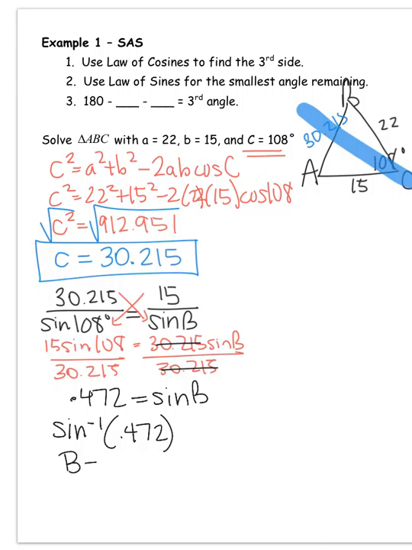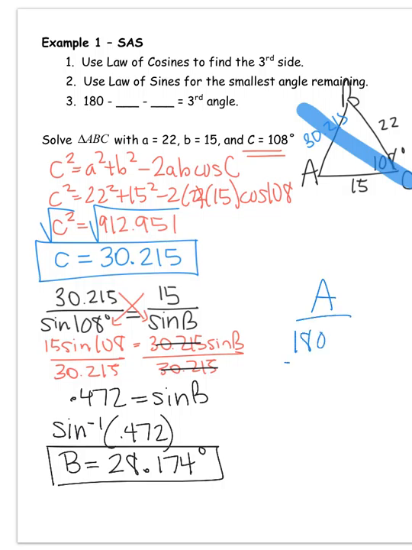Angle B is 28.174 degrees. And now that I know two angles, I'm able to subtract from 180 to find the remaining angle, which in this case is A. So to find angle A, I have 180, take away 108, take away 28.174, and so angle A is equal to 43.826 degrees.